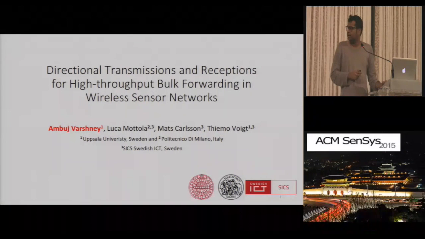Good morning. I'm Ambuj Vashne, and I'll present our work titled Directional Transmissions and Receptions for High-throughput Bulk Forwarding in Wireless Sensor Network. This work was done in collaboration with Luca Motola, Matt Carlson, and Timo Fock.